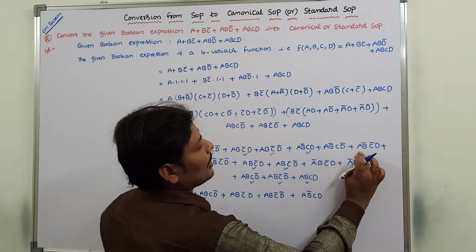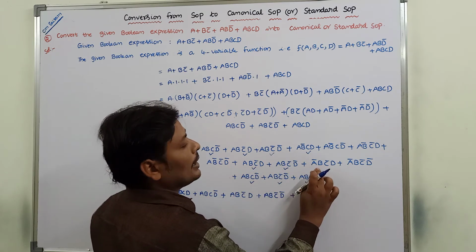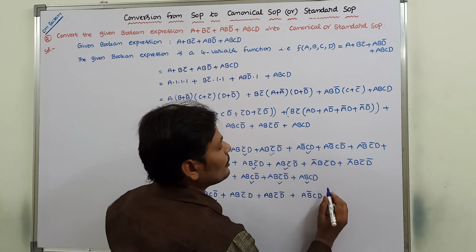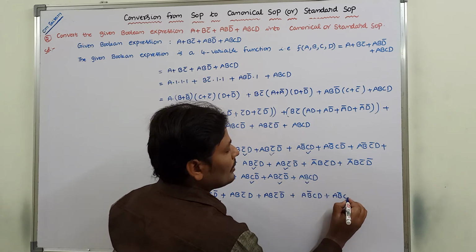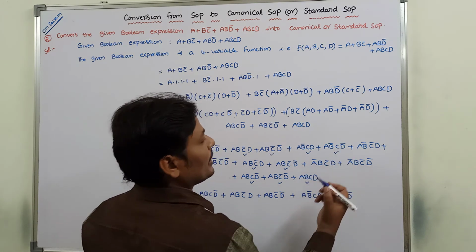Next one A, B bar, C, D bar. A, B bar, C, D bar. Okay, it occurred only one time. I am writing A, B bar, C, D bar. Okay, it is also completed.